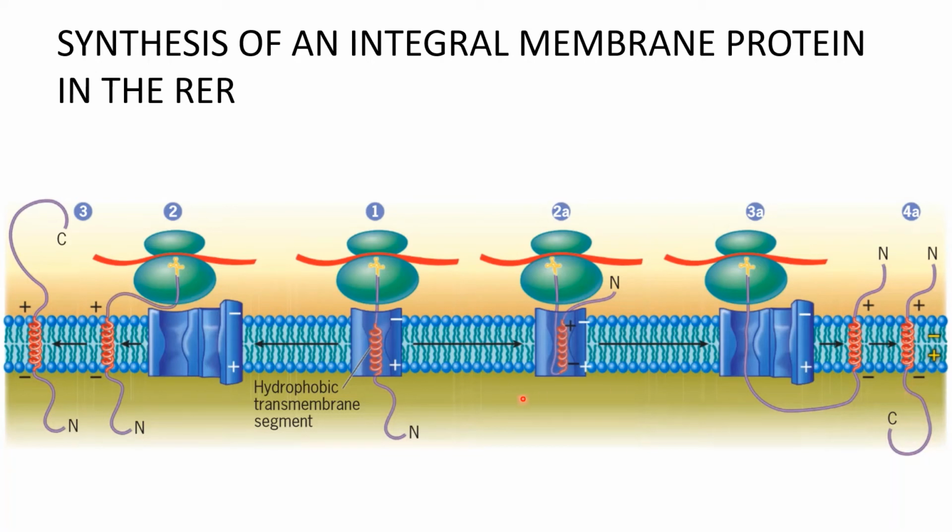The only difference is here on the left, the N-terminus is at the cytoplasmic side, and here the N-terminus is on the outside, if this is going to be the cell membrane. But in this case, this one is the ER lumen side, and this one is the cytoplasmic side of the cell.